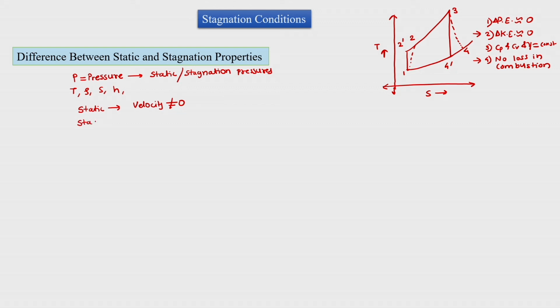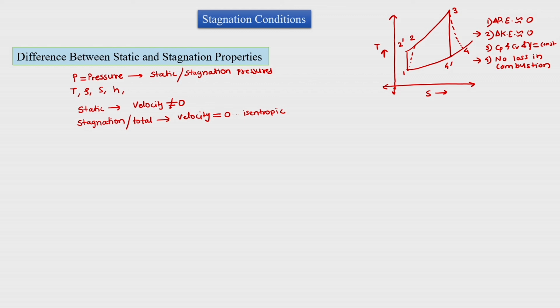Now if we consider stagnation, which is also called total, the velocity has to be brought to 0, but it has to be brought to 0 in an isentropic way. So it has to be brought to 0 reversibly and adiabatically, and then the corresponding condition is called the stagnation condition.